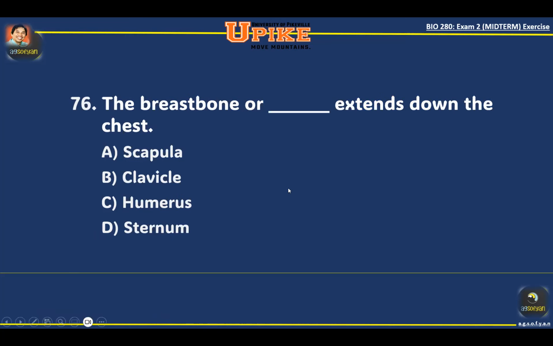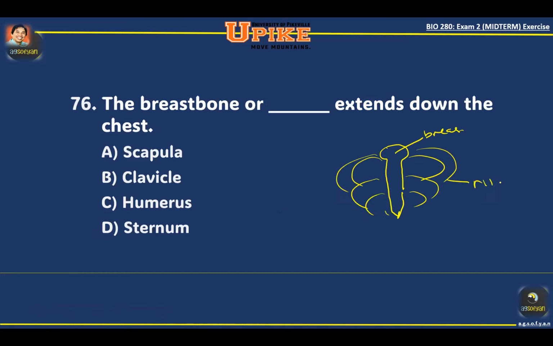The breastbone extends down the chest. So there is a bone here, it looks like this. This is called the breastbone. And then from the breastbone, you're going to have the ribs. So another name for breastbone is sternum. So this will be sternum.